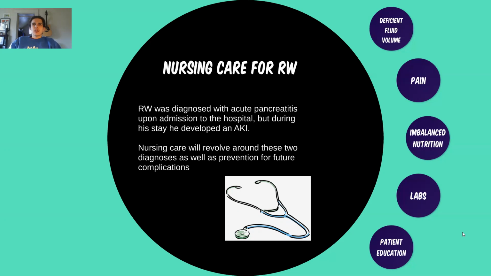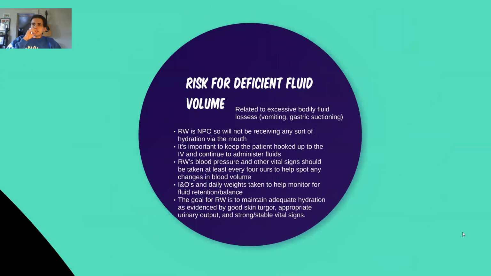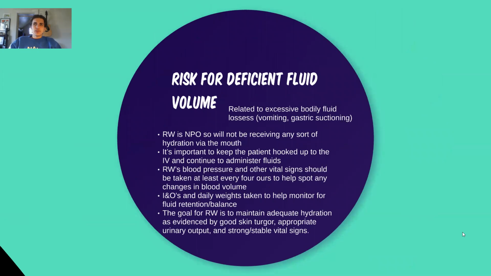So obviously, patients in the hospital have all sorts of different nursing care and orders and whatnot. Lots of them overlap, but we're going to talk about ones that maybe are a little more specific to RW's condition here. So the first one is deficient fluid volume. So risk for deficient fluid volume related to excessive bodily fluid losses, so vomiting and gastric suctioning. So RW is NPO, so he would not be receiving any sort of hydration via the mouth.